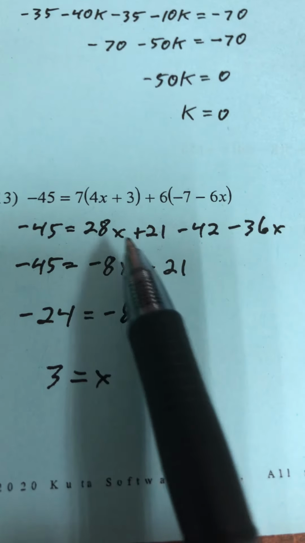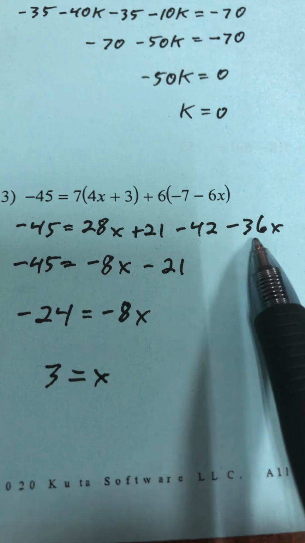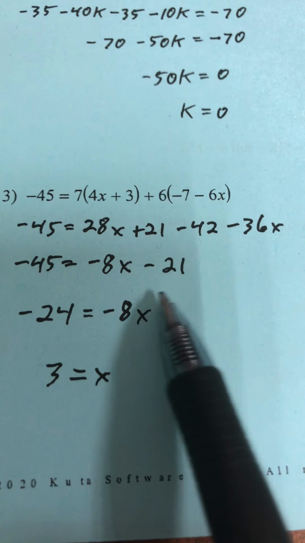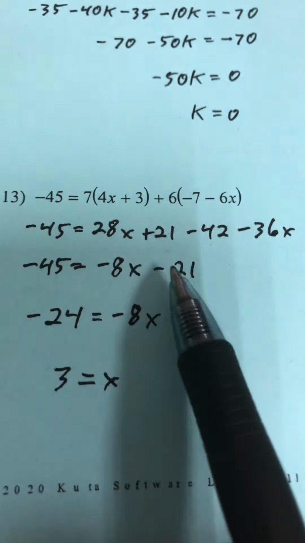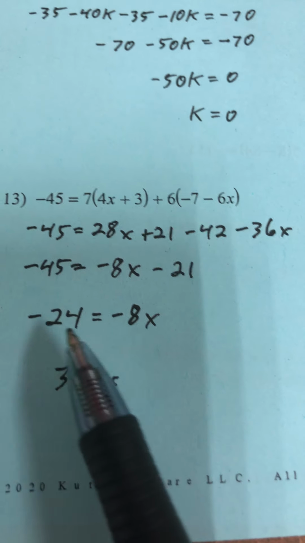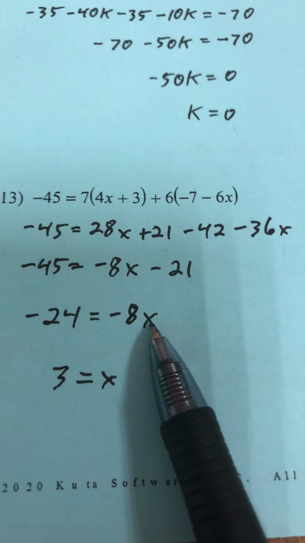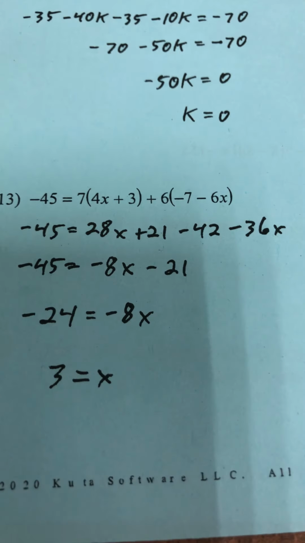I combine like terms. 28 minus 36 is negative 8x. 21 minus 42 is negative 21. I add 21 to both sides. I get negative 24 equals negative 8x. I divide both sides by negative 8, and I get 3 equals x.